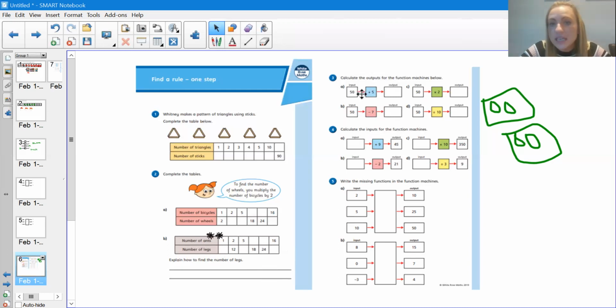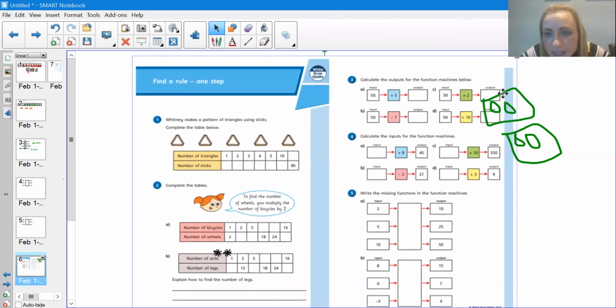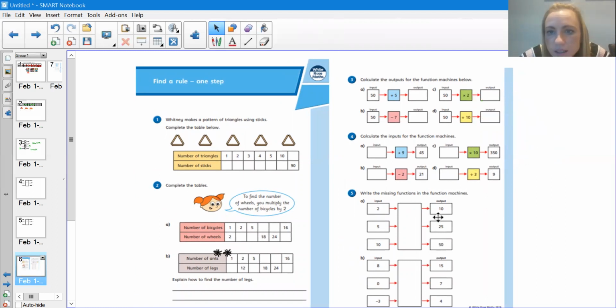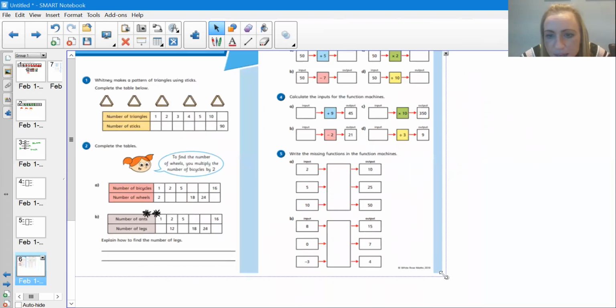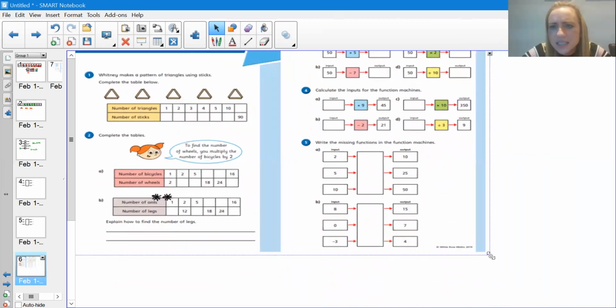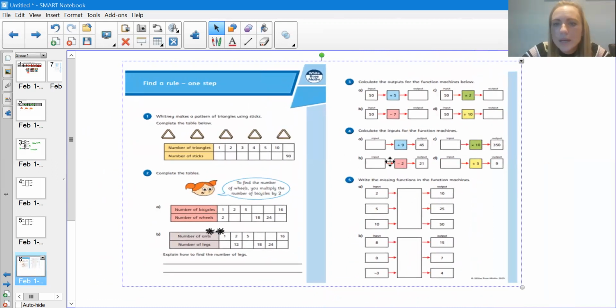Your next activity will be to calculate the outputs for the function machines below, just like the function machines we did together. So here you've got 50. And I'm just going to make it a bit larger because I believe, is that add or is, just need to make it a little bit bigger so I can see the sign. It looks like an addition to me. Okay. Sometimes if it's too small, an addition and a division can look quite similar.